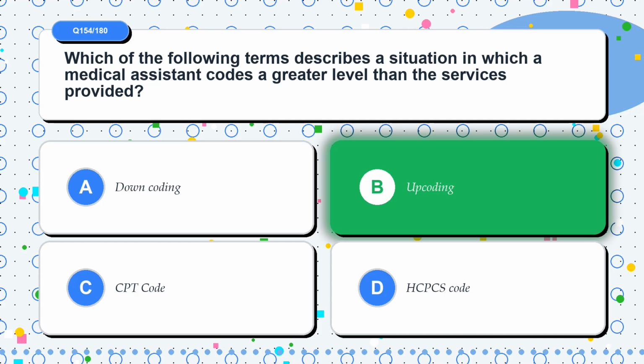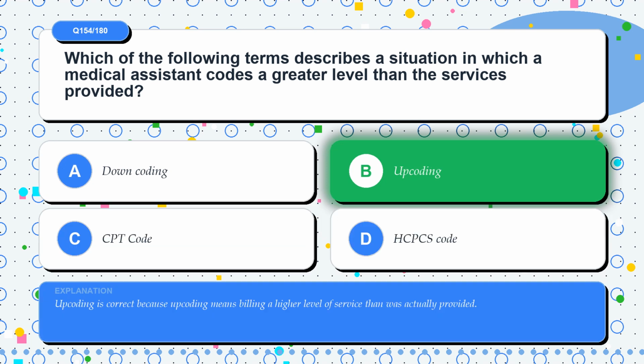The correct answer is option B. Upcoding. Upcoding is correct because upcoding means billing a higher level of service than was actually provided.